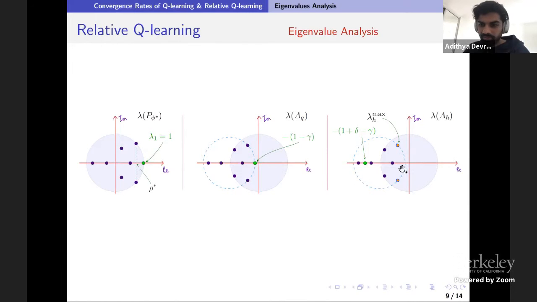Now the most problematic eigenvalues are the ones with the second largest real parts, corresponding to these 2 eigenvalues here. And these are always bounded away from the right half plane, no matter what discount factor gamma you choose. And hence the title, uniformly bounded variance.